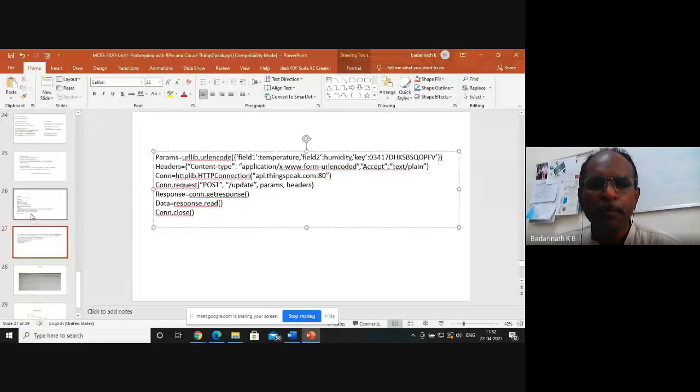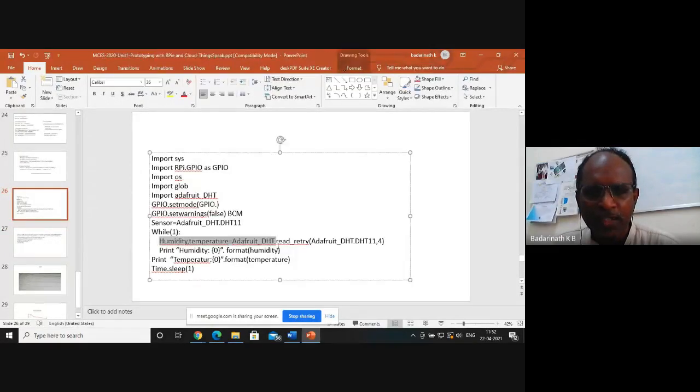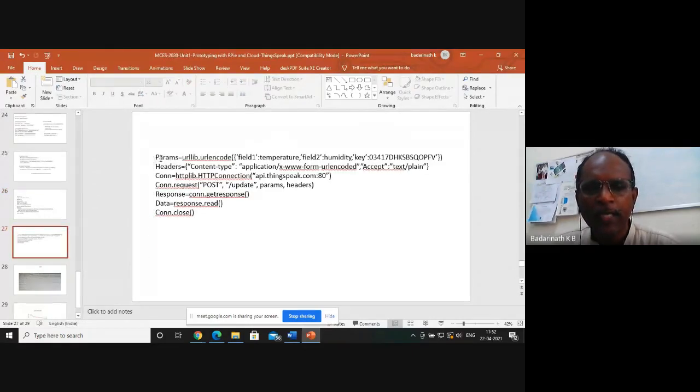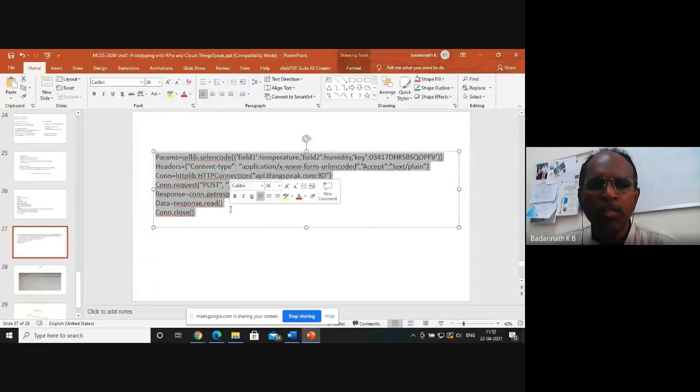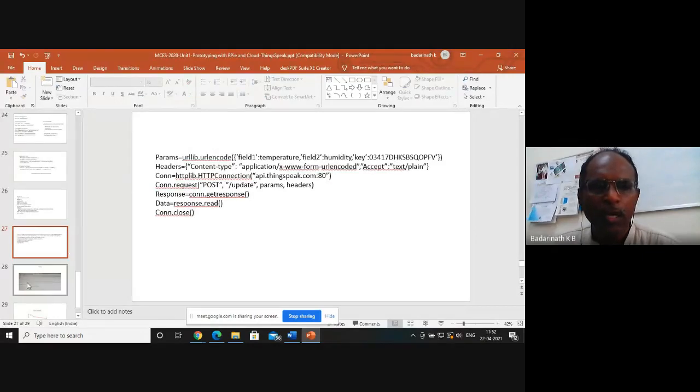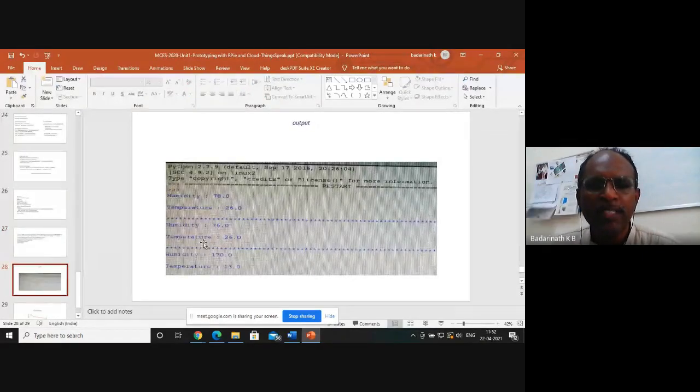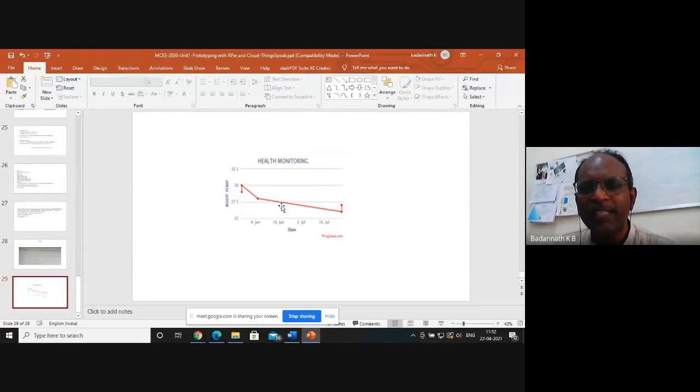So this is the simple program. Read from a sensor using its library, then use the IP address and the port number to post the data to the ThingSpeak cloud. Once you conduct this experiment, you can see the humidity and the temperature on the serial monitor in Python. You can also observe on ThingSpeak a health monitoring signal like this. This is how you can implement a weather monitoring station using the RPi and the DHT11 sensor.